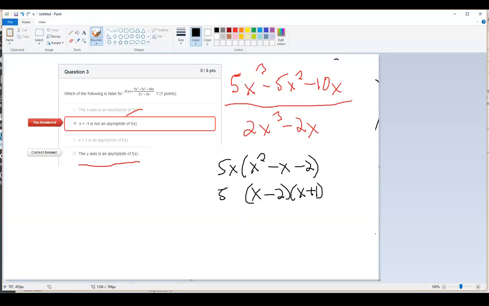And then I've got a 5x on top. And the denominator can factor out a 2x. So I'm going to come over here and do that. So I'm going to factor out a 2x. So that leaves me x squared minus 1. And of course, x squared minus 1 is the difference of two squares. So 2x times x plus 1 times x minus 1.